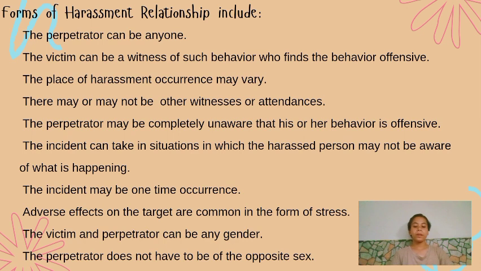The perpetrator may be completely unaware that his or her behavior is offensive or constitutes sexual harassment, or may be completely unaware that his or her actions could be unlawful. The incident can take place in situations in which the harassed person may not be aware of or understand what is happening. The incident may be one-time occurrence, but more often it has a type of repetitiveness.